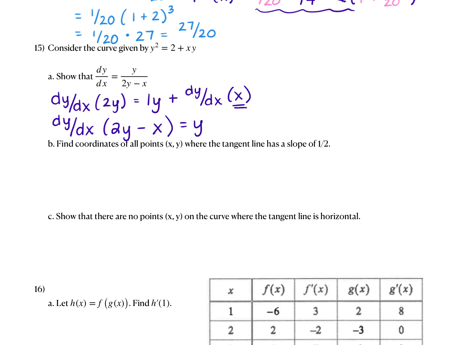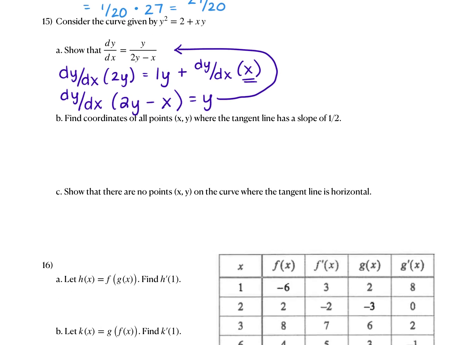And then your very last step would be to divide by that parenthesis, which would take you back to where we were over here, right? You'd have y over 2y minus x. So, if this was the AP test, I would certainly take the time to write out that last step. For the sake of space, I think you can make that jump, but that's what should happen there.